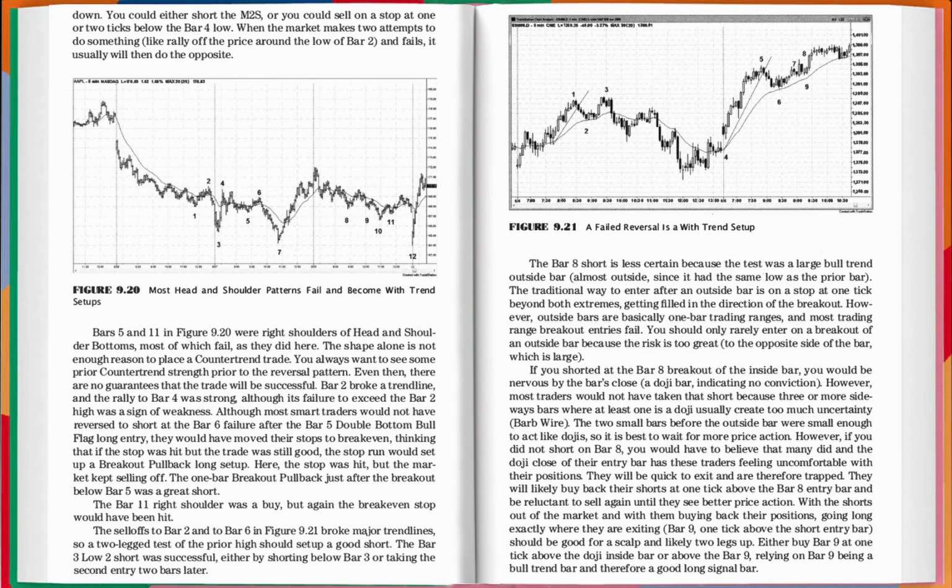Although most smart traders would not have reversed to short at the bar 6 failure after the bar 5 double bottom bull flag long entry, they would have moved their stops to break-even, thinking that if the stop was hit but the trade was still good, the stop run would set up a breakout pullback long setup. Here, the stop was hit, but the market kept selling off. The 1-bar breakout pullback just after the breakout below bar 5 was a great short.